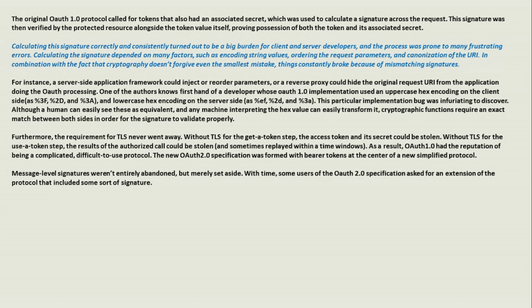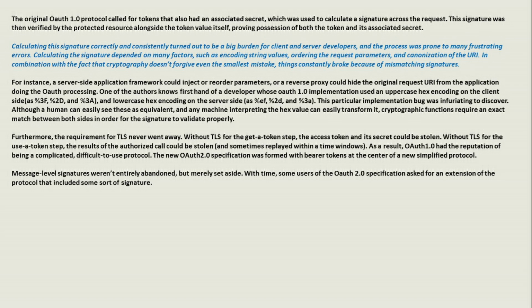The original OAuth 1.0 protocol called for tokens that also had an associated secret. So in OAuth 1.0, you have a token, and then you have an associated secret, which is used to calculate a signature across the request. This signature was then verified by the protected resource alongside the token value itself, proving the possession of both the token and its associated secret.